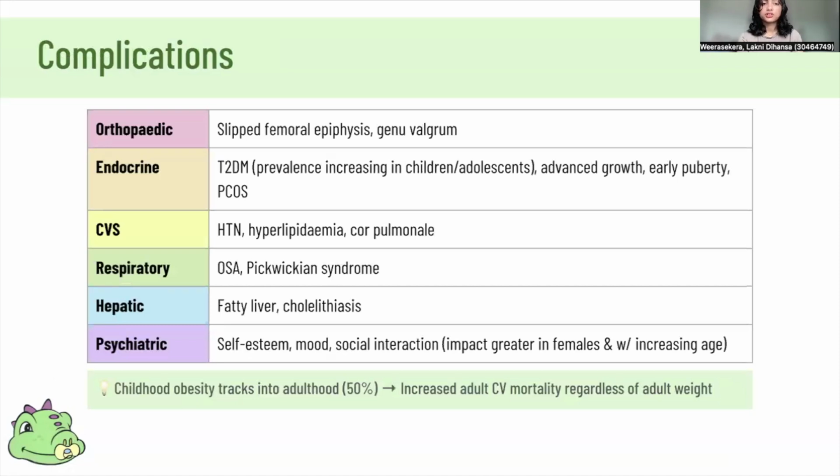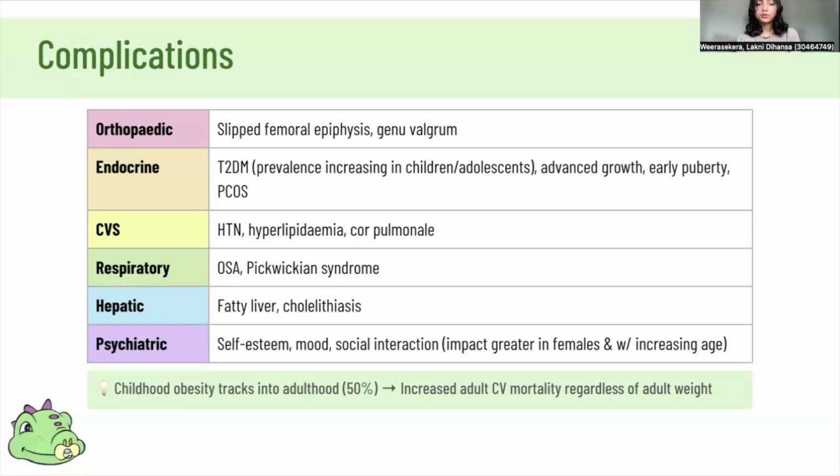So complications of childhood obesity are vast, but important ones to consider are slipped capital femoral epiphysis and genu valgum. And in terms of endocrine, type 2 diabetes, advanced growth, early puberty, and PCOS. You have an increased risk of cardiovascular disease, so hypertension, hyperlipidemia, cor pulmonale, and respiratory disease like OSA. Children can have a high risk of getting fatty liver disease and cholelithiasis, and also really important to consider the psychiatric complications like low self-esteem, low mood, and impaired social interaction.